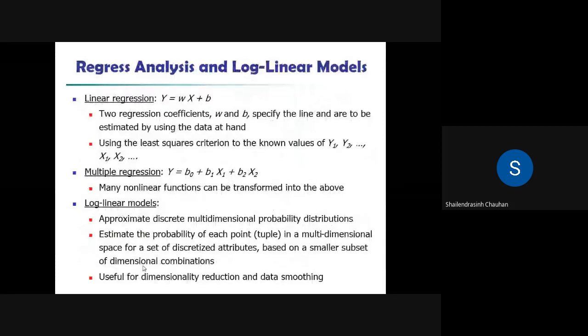In regression analysis, let us say you are having multiple techniques. Linear regression, where you are having the equation of a line, y is equal to wx plus b, where w and b are parameters. Sorry, not constants, but parameters. And here, another method is multiple regression, where your data is fitted on multiple lines.